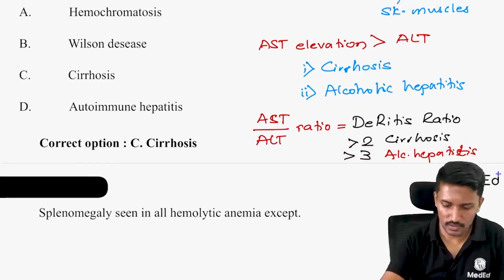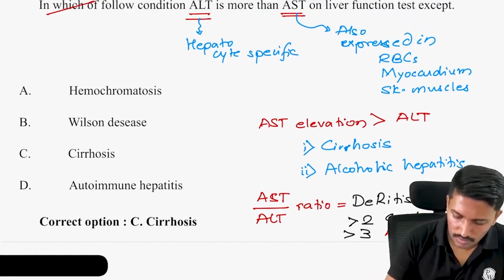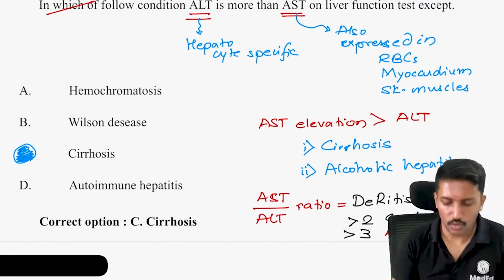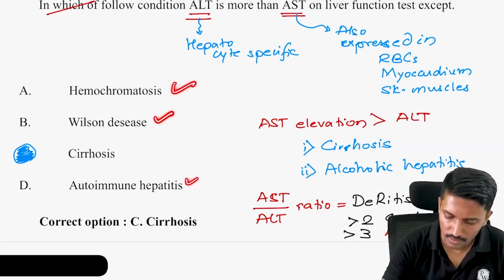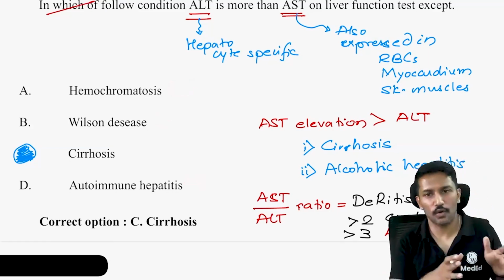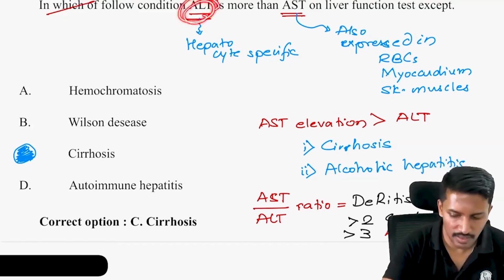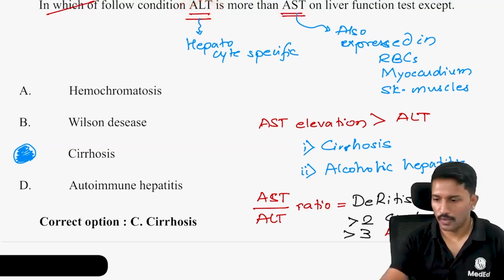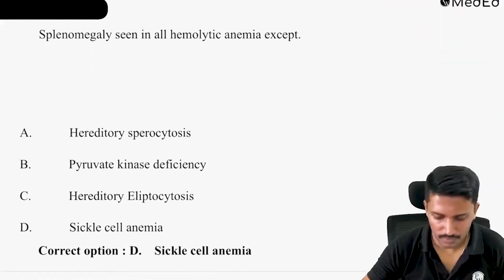Okay, so now the answer is very clear. AST will be much more in comparison to ALT in patients with cirrhosis and alcoholic hepatitis. See, in all other conditions, hemochromatosis, Wilson disease and autoimmune hepatitis, the liver involvement is leading to increased ALT and a proportionate amount of AST, and not a higher amount of AST. Okay, so that's about this question. Let's move to the next question.